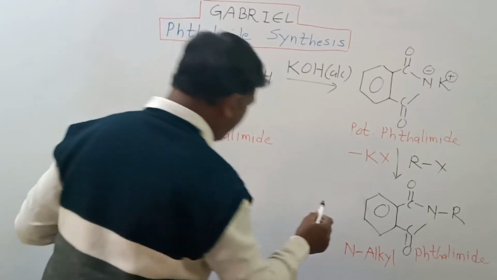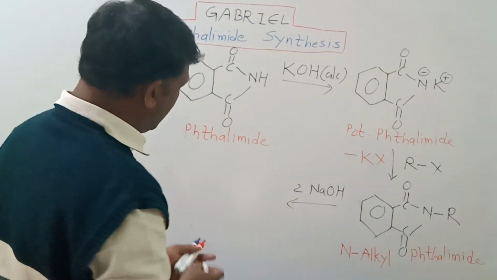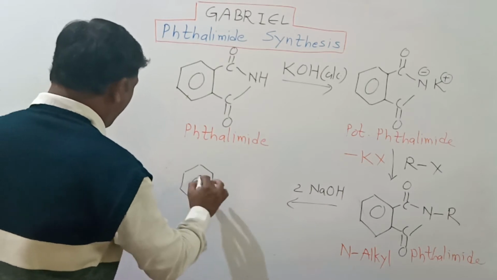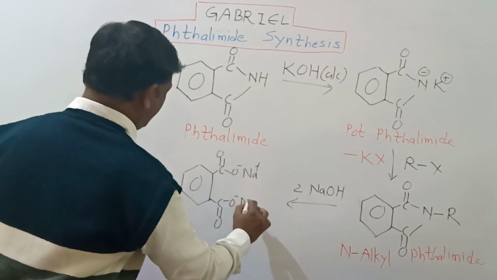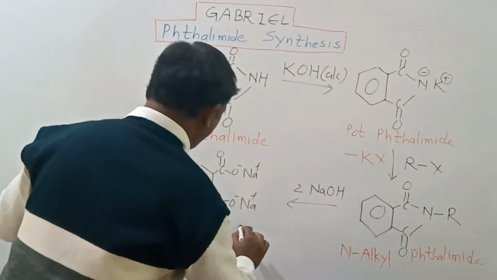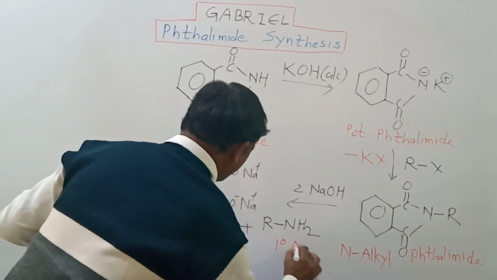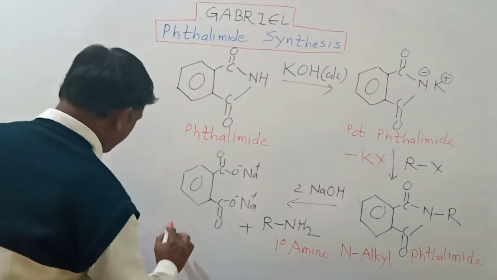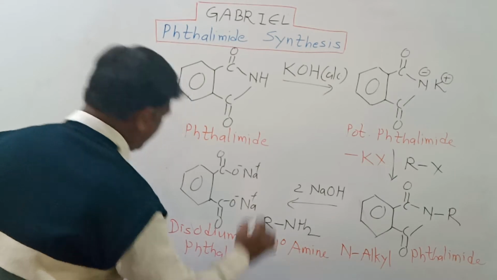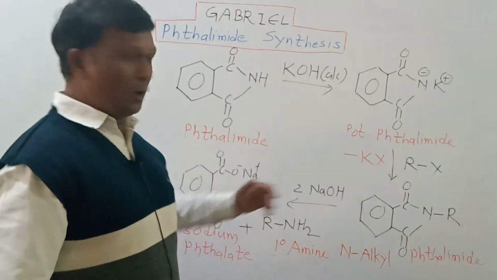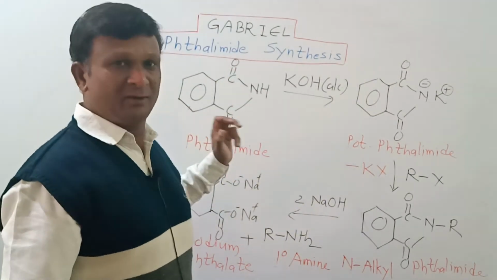The N-alkyl phthalimide then reacts with 2 moles of sodium hydroxide to give us the formation of disodium phthalate along with formation of RNH2, that is primary amine. So this is the overall reaction for the preparation of primary amine through the Gabriel Phthalimide synthesis.